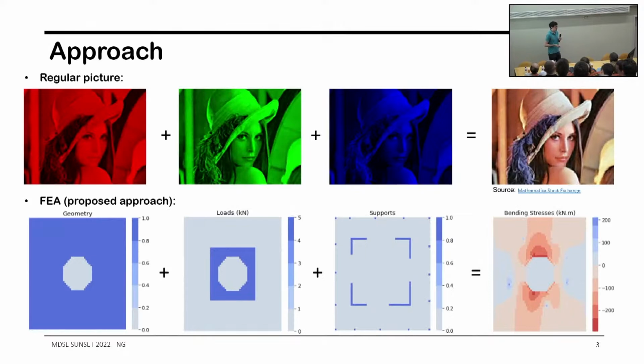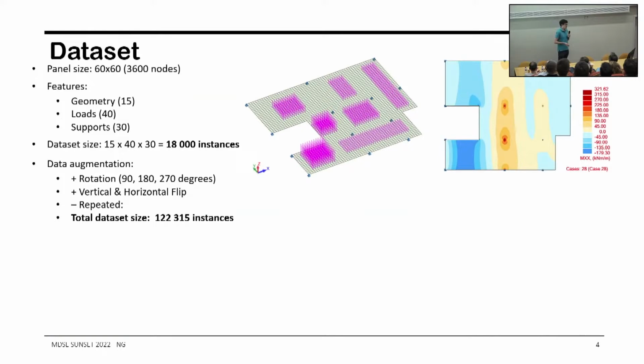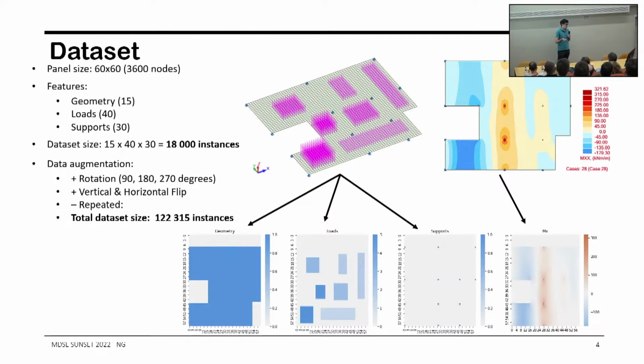We know that a regular picture is composed of a set of channels, in this case red, green, and blue. So the idea is to replicate this analogy for the prediction of a map like that one, using features of the model. So I developed a data set of 18,000 models like that one on the picture. This is the correspondence to the model for the feature maps itself. So for instance, the geometry is the contour of the finite elements. The loads are the pink arrows, and the supports the tiny triangles, and then the results, it's direct.